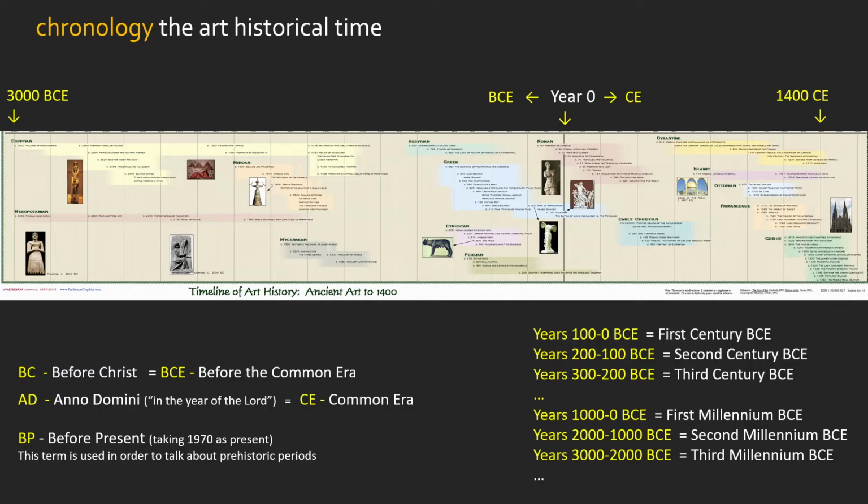It's very important for us to see that if you're talking about the years between 100 to 0 BC, you're talking about the first century BCE. Between 200 and 100, you're talking about the second century BCE. 300 to 200, the third century BCE. So year 250 BCE would be the middle of the third century. That's really important. And then I'll be talking about first millennium, second millennium, third millennium BCE.